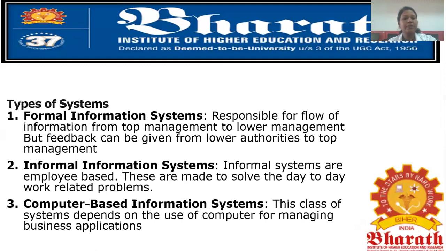The next one is the types of system. So what are the types of system? Formal information system, informal information system, and computer-based information system. So we know the information systems, but what are the different systems that have to be maintained? Formal information system, informal information system, and the computer-based information system.